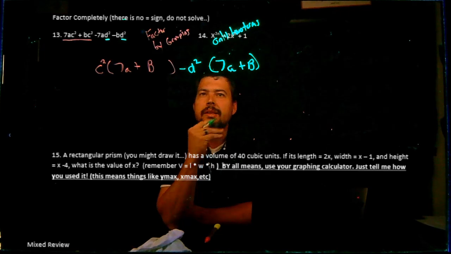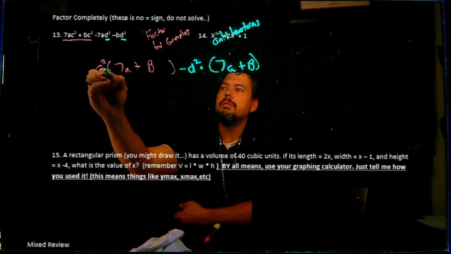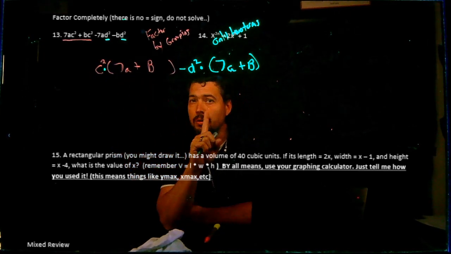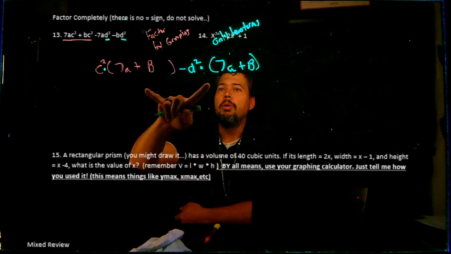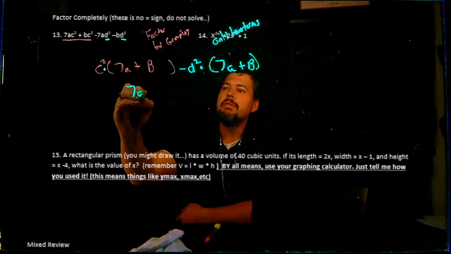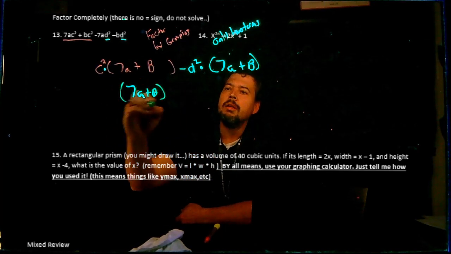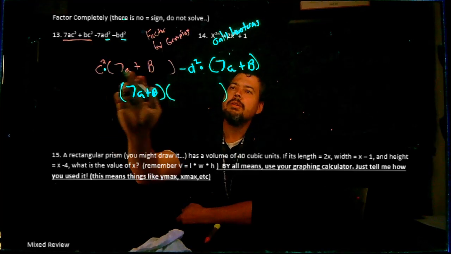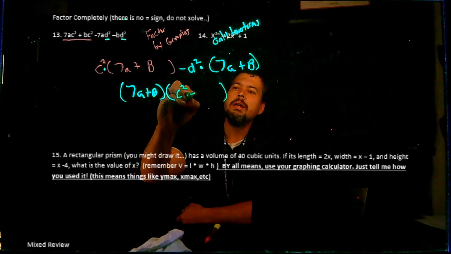Weird, huh? That's because of the multiplication operation. If you multiply 2 things together, you've only got 1 thing. Both of these things are in possession of 7a plus b, and the other factor is the stuff left over, c squared minus d squared.